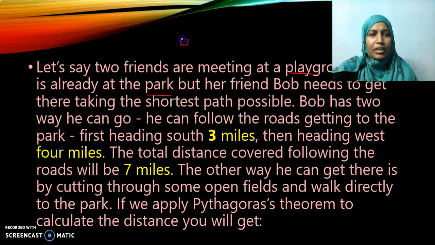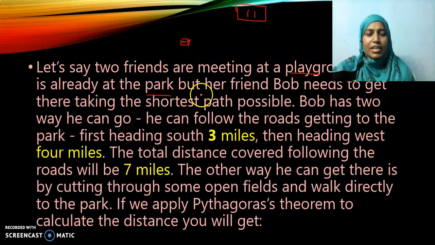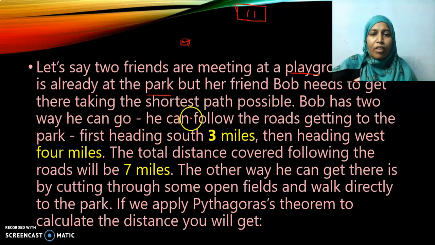There is a park, and there is a very big playground. Here two friends are standing and here Mary is there. Let me write M so that we may identify her. Mary is standing here. Mary is already at the park, but her friend Bob needs to get there taking the shortest path possible. Bob has two ways he can go. He can follow the roads getting to the park.